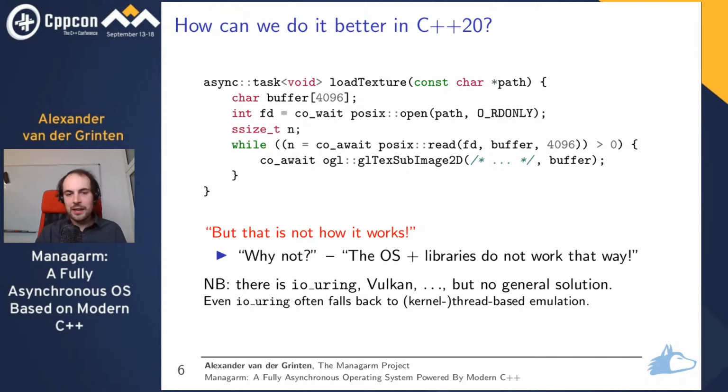And as a side remark, there are technologies like Linux io_uring or Vulkan, and they can do these operations on this slide here asynchronously, but they are not a general solution. For example, io_uring often has to fall back to threads in certain cases where the Linux kernel is just not able to perform an operation in an asynchronous way because it was coded in a synchronous way. So there's no free lunch here.